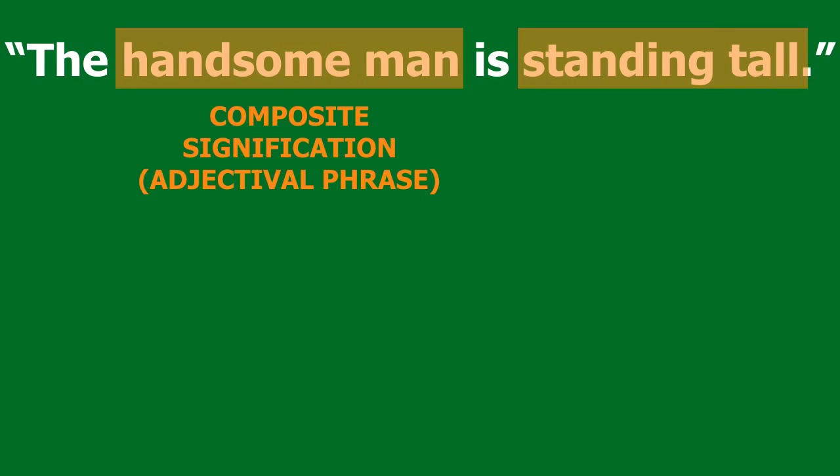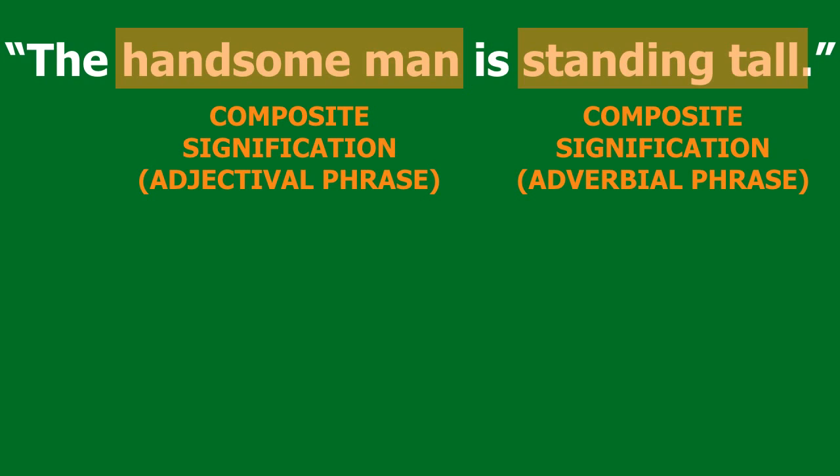So we have two composite expressions here. "Handsome man" is a composite expression. It has composite signification. Composite signification means that its constituent sub-expressions each signify part of the whole composite meaning. This is an adjectival phrase. "Standing tall" also in the same way has composite signification, and that is an adverbial phrase. It's a different kind of phrase.